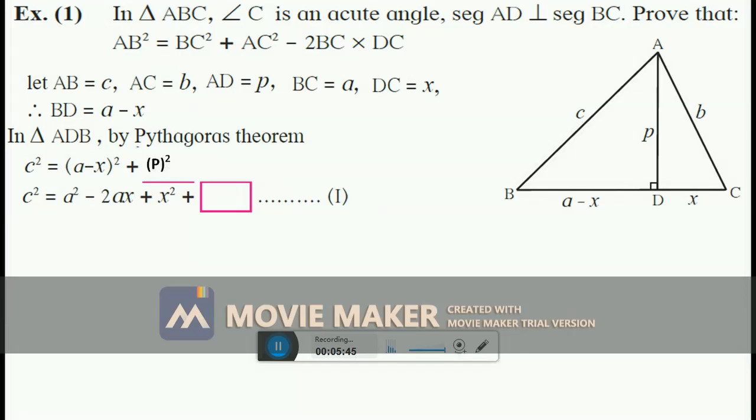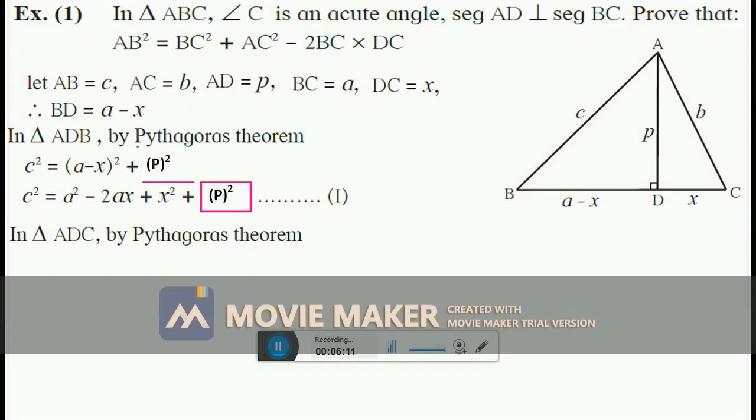(a minus b) whole square equals a square minus 2ab plus b square. Here we write (a minus x) whole square will be a square minus 2ax plus x square. This will be the first equation of our problem.